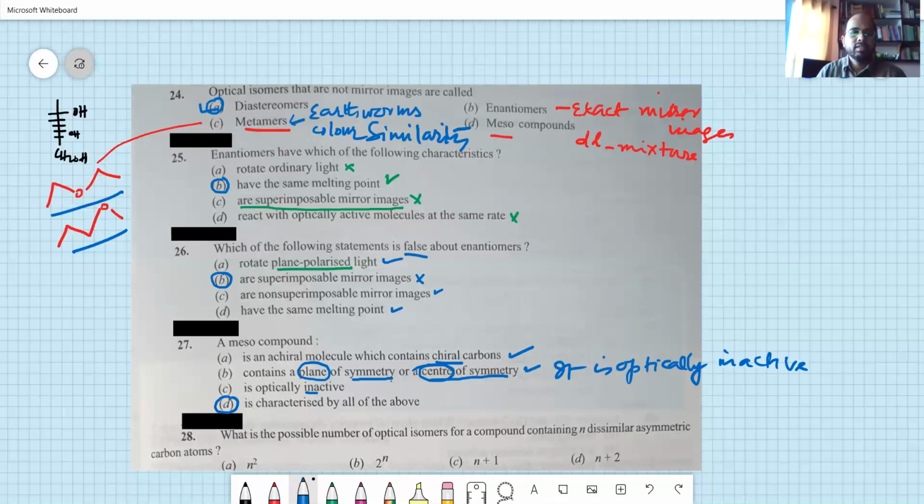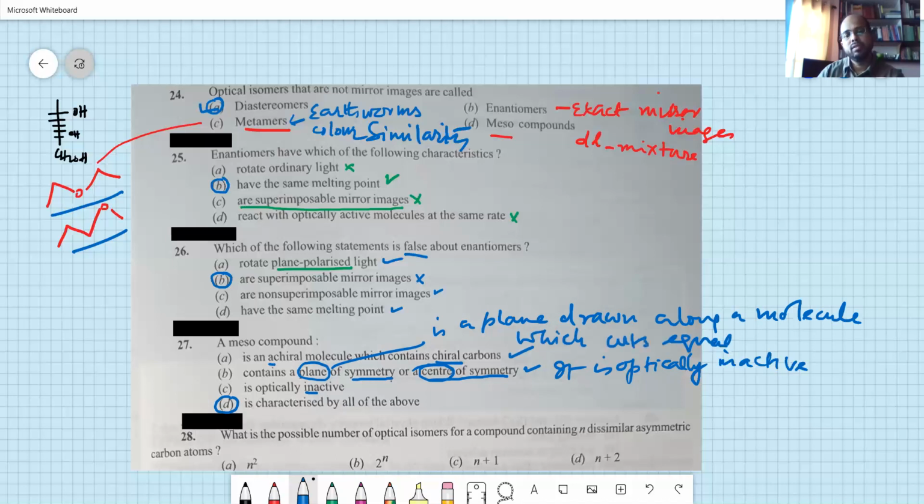It's an achiral molecule which contains chiral carbons. The molecule itself is achiral. Okay, that means it does not have the properties of chirality, but it contains a plane of symmetry and center of symmetry. A plane of symmetry is a plane drawn along a molecule which cuts equal groups on both sides.